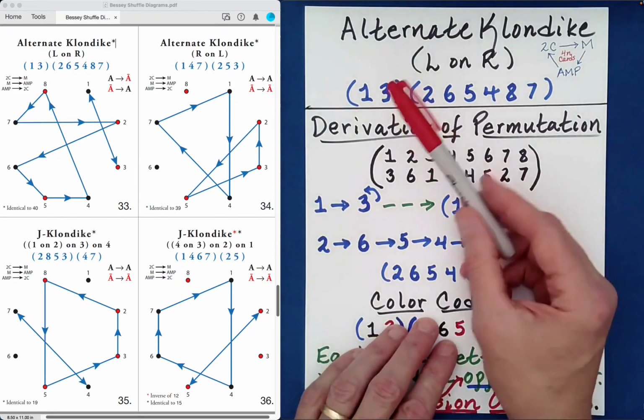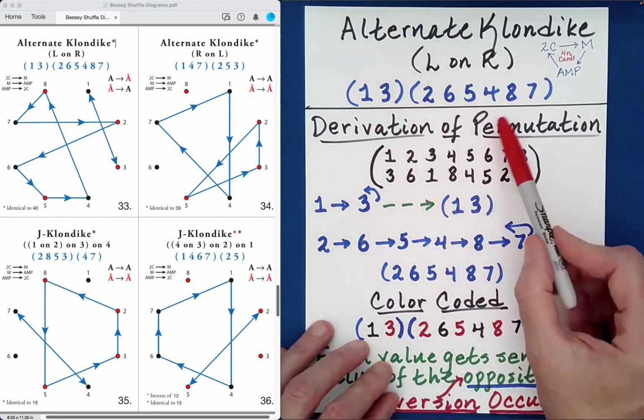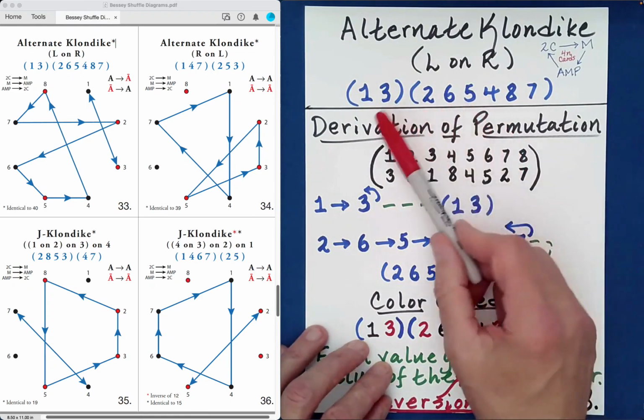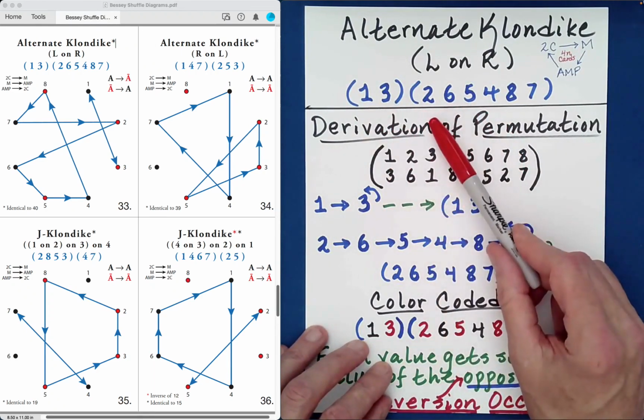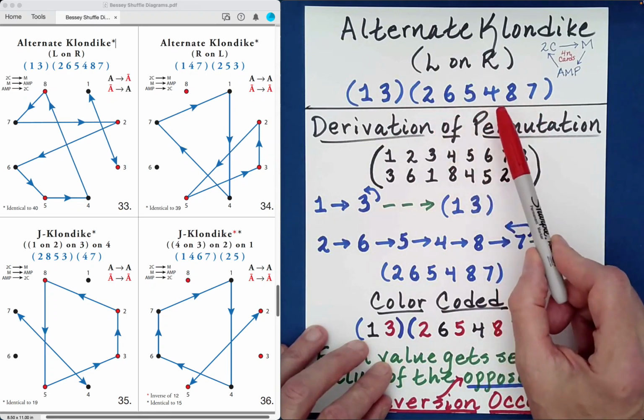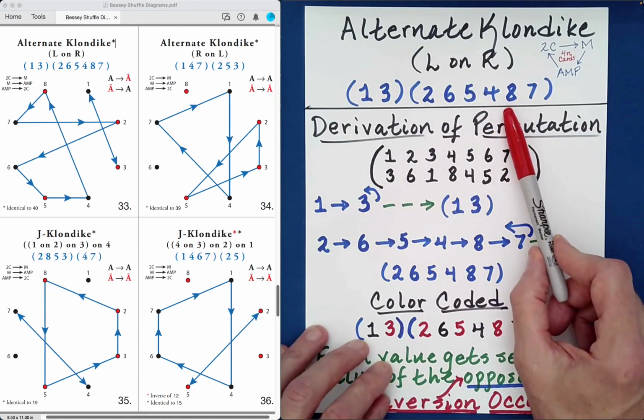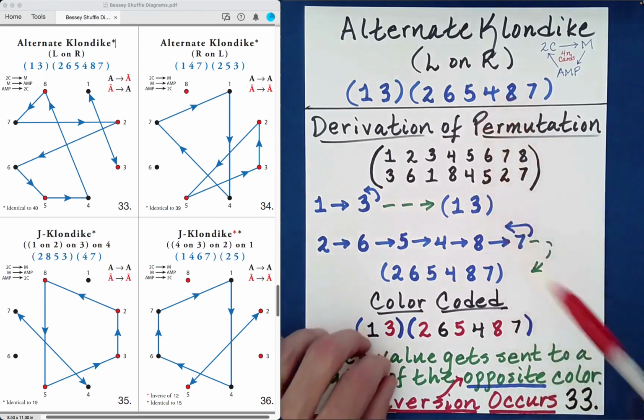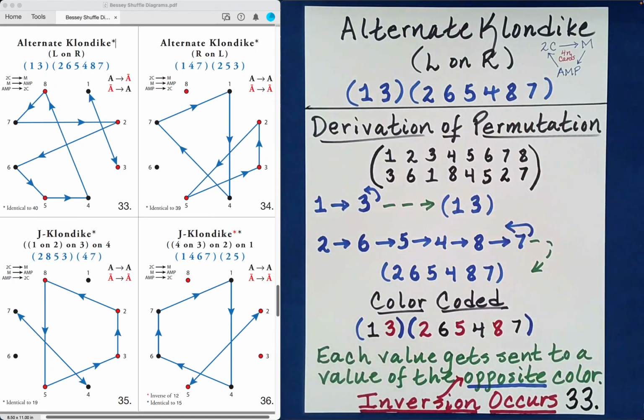Also note that this shuffle is of order 6, since we have a 2 cycle and also a 6 cycle. So it would require performing this shuffle 6 times to return the packet to its original order. Let's go ahead and take a look at the shuffle diagram for this shuffle. So top row on the left, we get the following. And as you can see, it's quite a messy looking shuffle here.